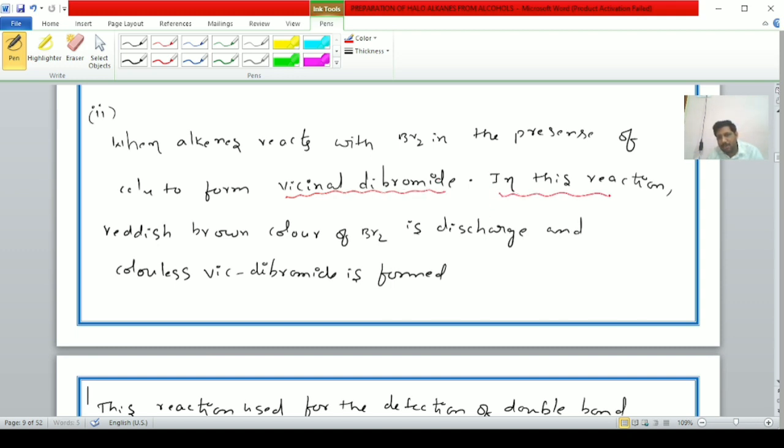In this reaction, the reddish brown color of bromine is discharged and colorless vicinal dibromide is formed.